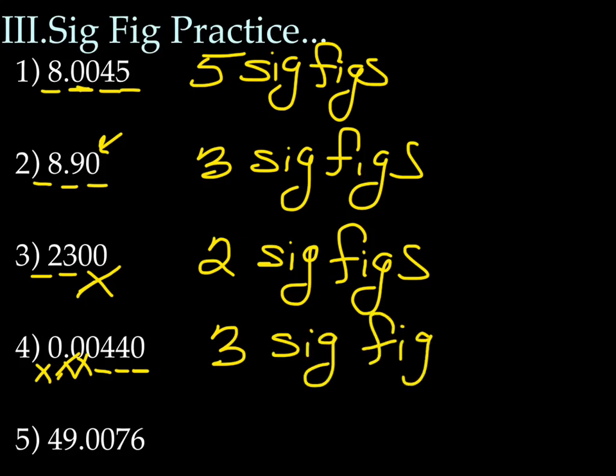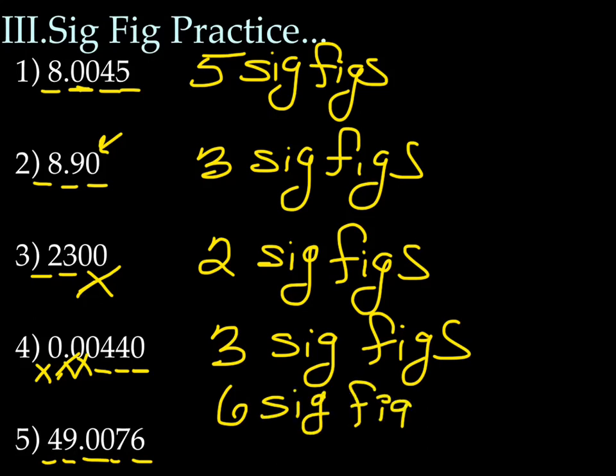All right? And the last one is number 5. 4, 9, 7, 6 are all significant because they are non-zero digits. These 2 zeros are also significant because they're between non-zero digits. So we have a total of 6 sig figs. All right, that's the end of the lecture. As I keep saying, please review anything you're not feeling comfortable with. Write down your questions so we can talk about it.